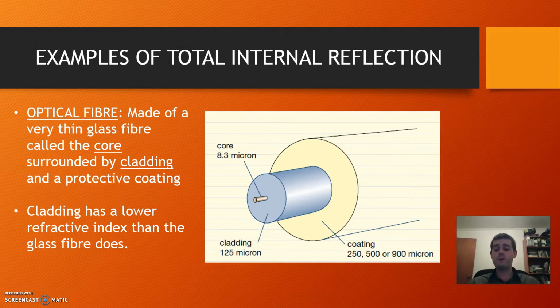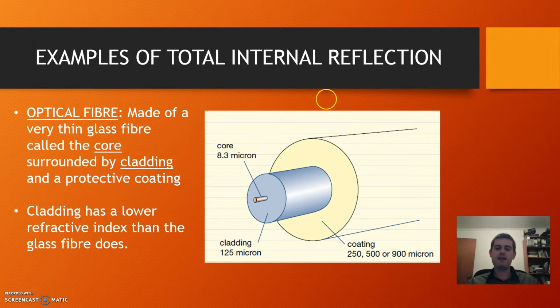Okay, now, the big one for total internal reflection, well, not saying that those previous examples weren't good, but this is the really big example of total internal reflection, is the making of what we call optical fibers. So an optical fiber is a very, very thin piece of glass fiber, basically like a glass wire. And when I say very thin, I'm talking quite often less than the width of a human hair. So it's a very thin piece of glass surrounded by a material called cladding.